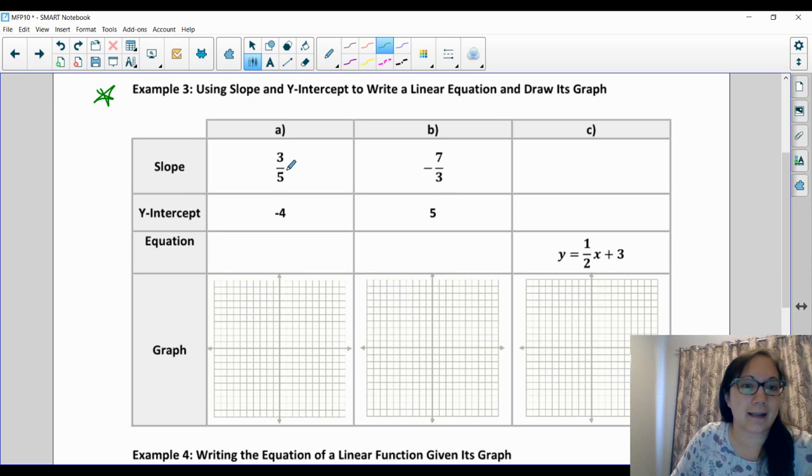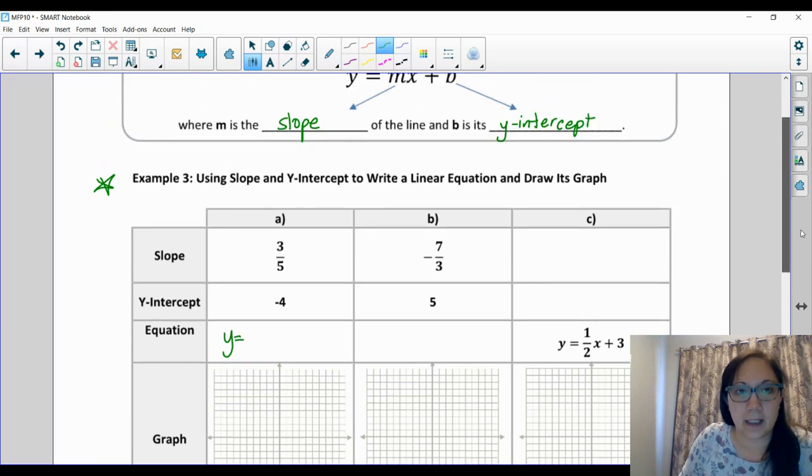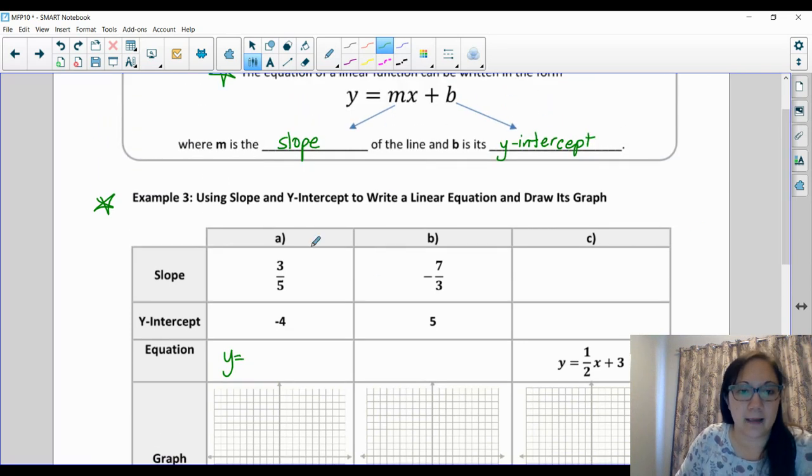If we know that a line has a slope of 3/5 and a y-intercept of -4, that means we're going to write it using this pattern: start with the y, put our equal sign, then we have to put in our slope, our m value, which was 3/5, then I have to put the x, then I have to put the y-intercept, which in this case was -4.